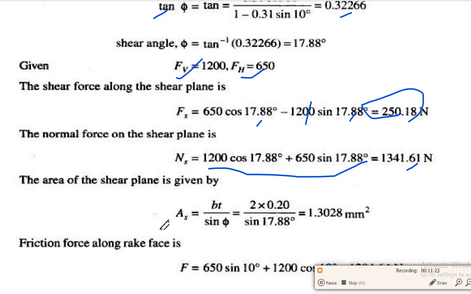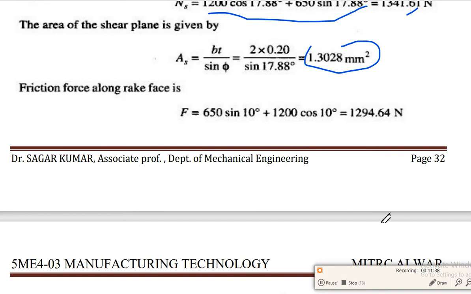Now we will put the value of B is equal to 2, the value of P is equal to 0.20, and the value of phi is equal to 17.88. So from there we will get the value for AS is equal to 1.3028 mm square. Now friction force along deck face is F is equal to Fb sin alpha plus Fh cos alpha.